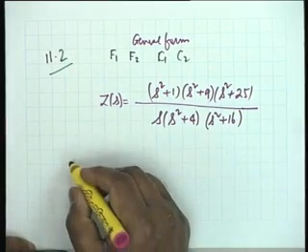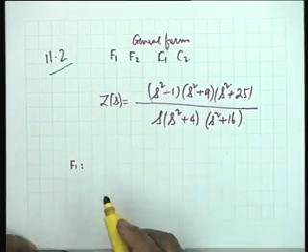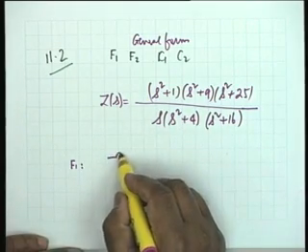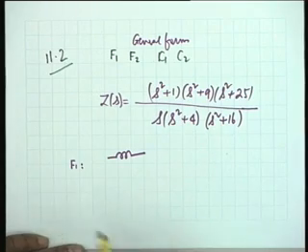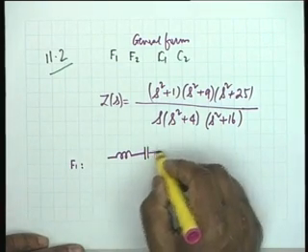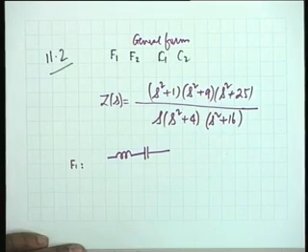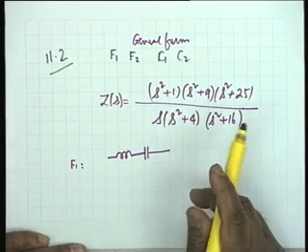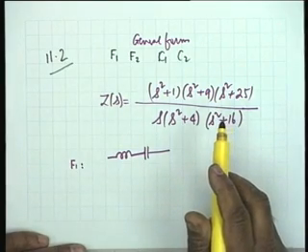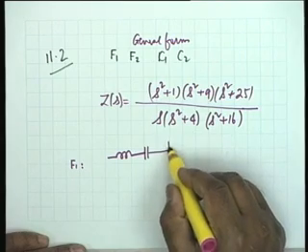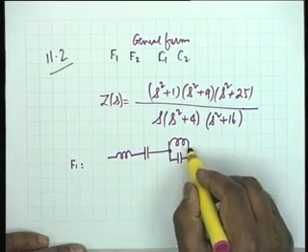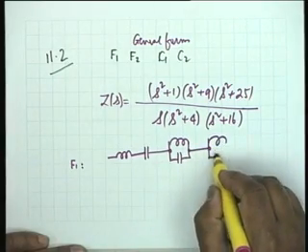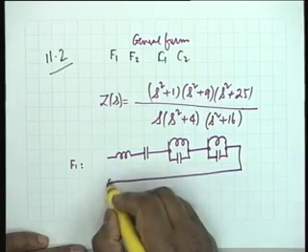And one proceeds like this. Foster 1, ask yourself whether there is a pole at infinity. Yes, there is. So you shall have an inductance. Is there a pole at the origin? Yes, there is. So there is a capacitance. And there are two pairs of internal poles corresponding to four elements, and so two LC parallel networks in series. And that is it. This is the general form.